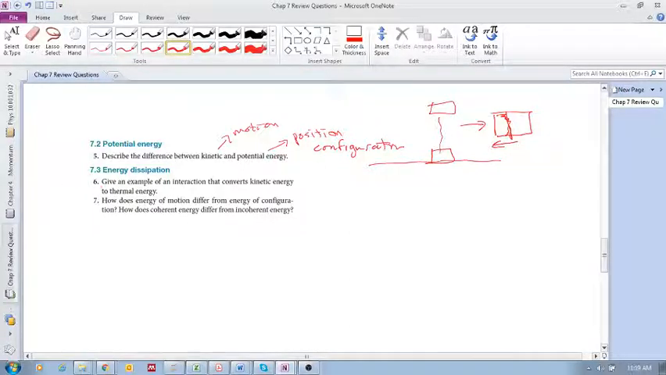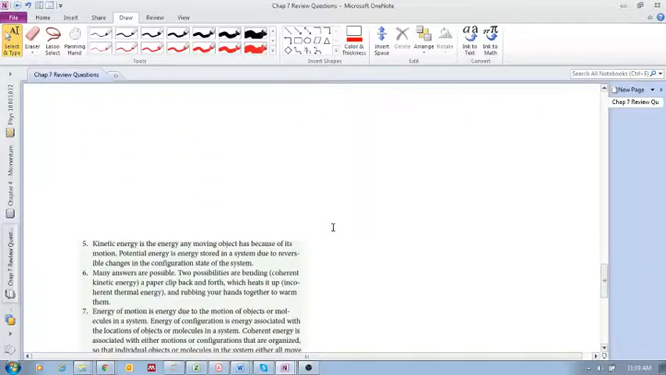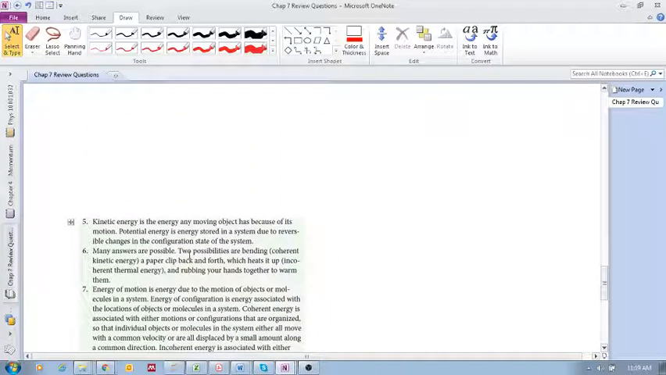Give an example of an interaction that converts kinetic energy to thermal energy. Okay, can you think about an example? Kinetic energy to thermal energy. Alright, so let's see, they give a couple of examples here. The one example is bending. It speaks here about coherent kinetic energy. We'll get to that in the next question.